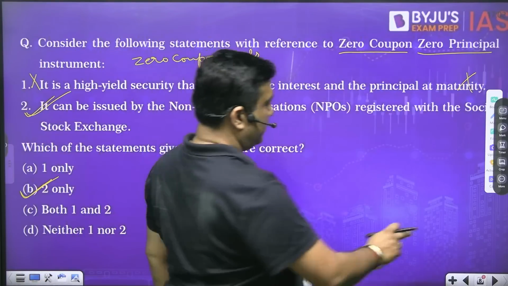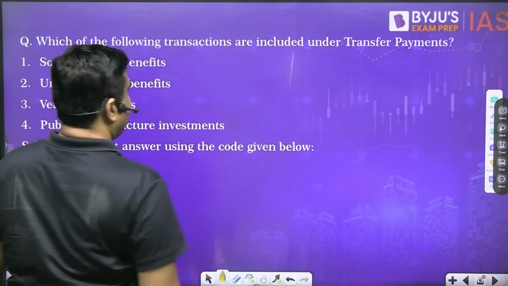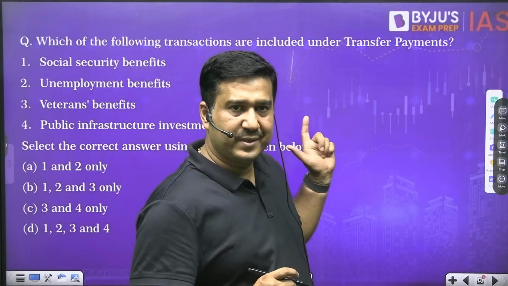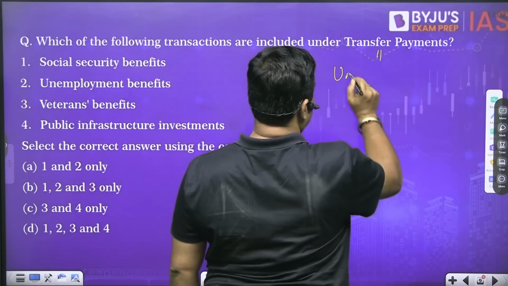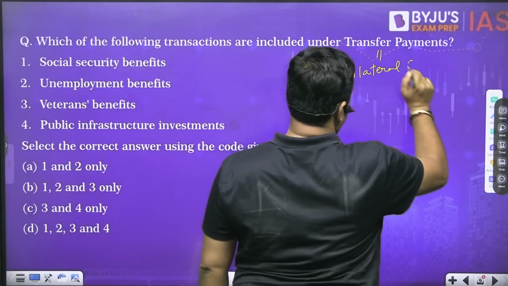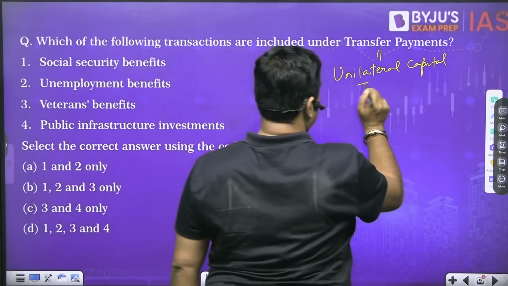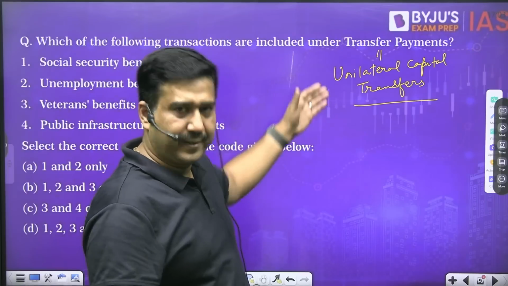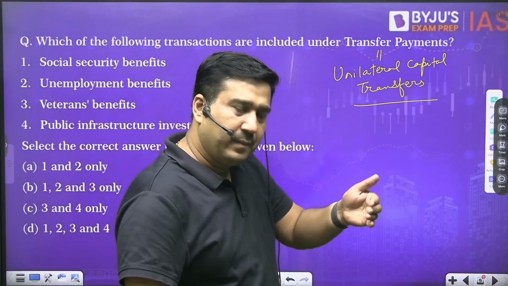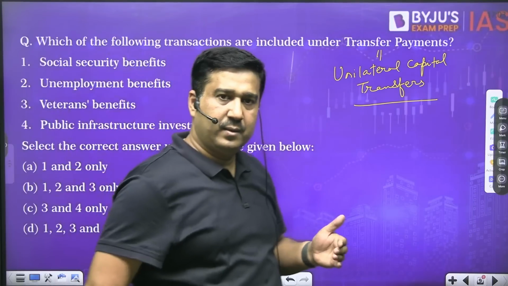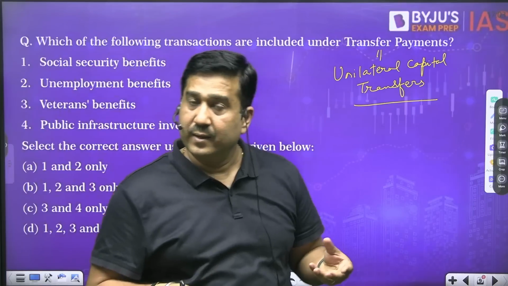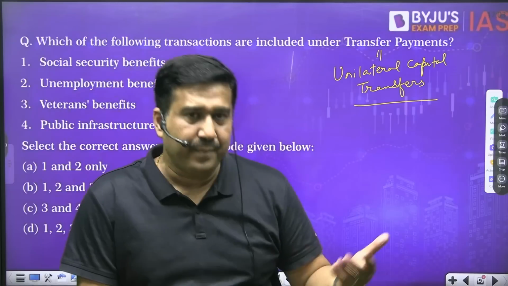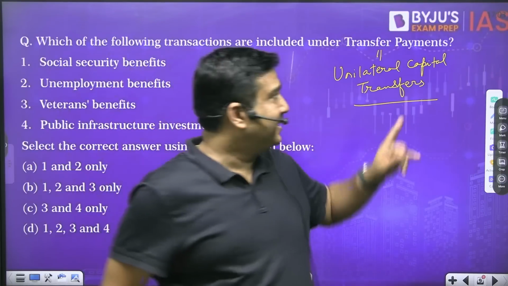Now, next question. Which of the following transactions are included under transfer payments? First of all, understand transfer payments. These are also known as unilateral capital transfers. Now the concept would be more clear. Unilateral transfer is happening, but there is no reciprocity. Transfer is happening, but it is without expectation. For example, pocket money that you receive from parents, scholarships, donations. Here you are making a payment without expecting anything in return. That is called transfer payment.